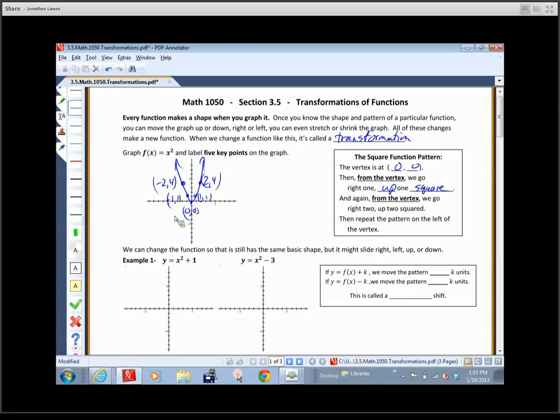If you understand that basic shape, you don't have to rely on XY tables and the potential of making an error in your calculations and plotting the wrong point. You understand the shape and you know what you're looking for, and that's why we do this type of thing. Okay? So you're already familiar with this stuff right here.